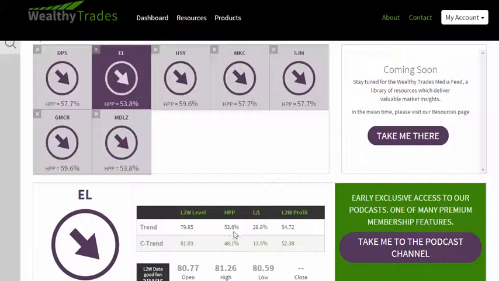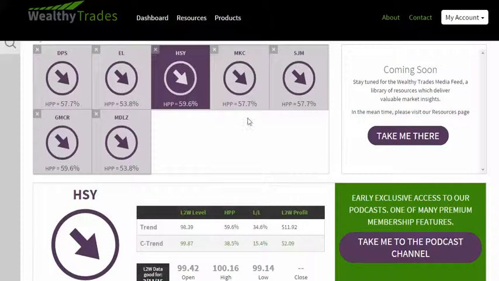EL, same thing. I want a tight spread here, less than 50%. That's good. And I want a wide spread here, more than 50% and profitable. That one looks good. Hershey's looks good.